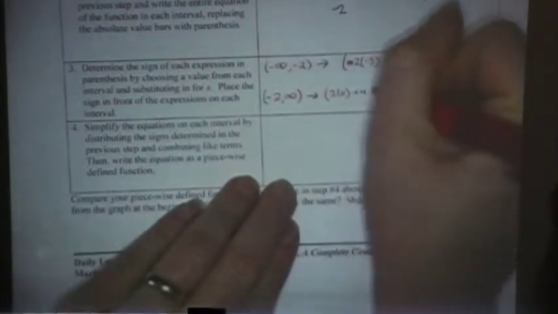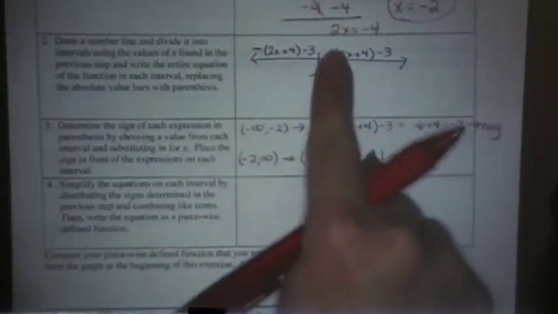Now I've got to do the same thing for the other interval. So let's do that. So I'm going to do -2 to infinity, and you can choose any value you want. In this case, I'm going to use 0, because that's a nice, easy one. So 2 times 0 plus 4 minus 3. And that would be 4 minus 3, which comes out to be 1, which is, in fact, positive. Which means on this side, the expression is positive. So this side ends up being negative, and this side ends up being positive.